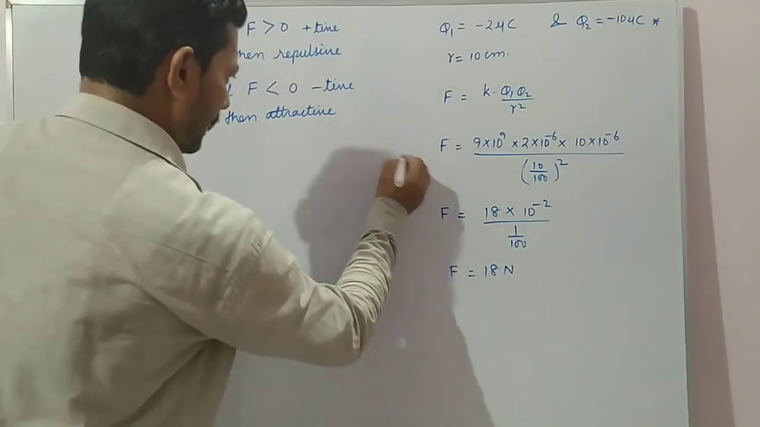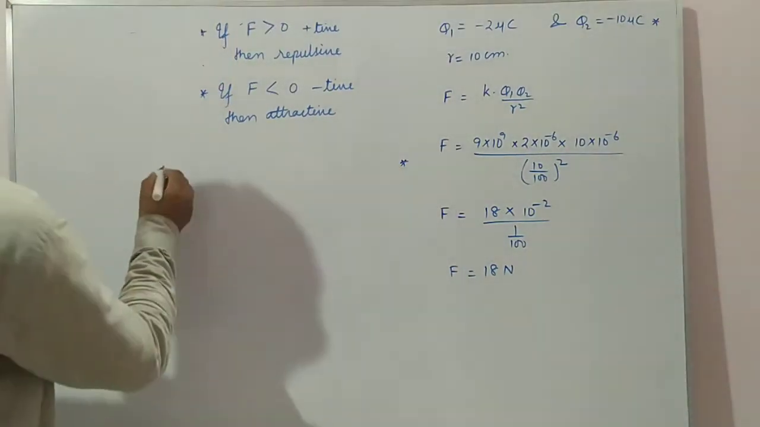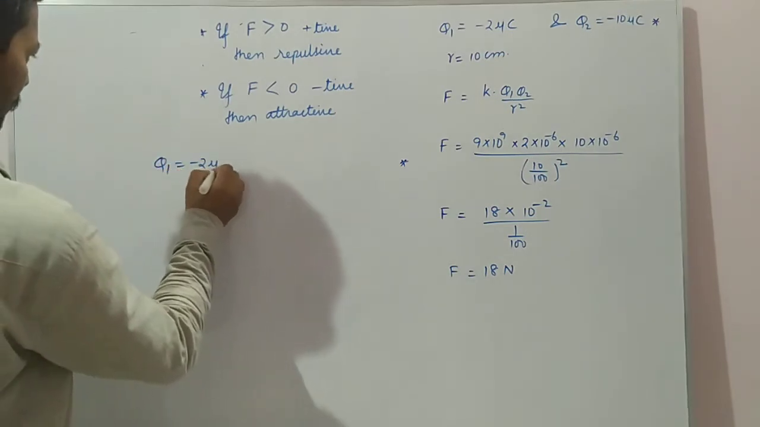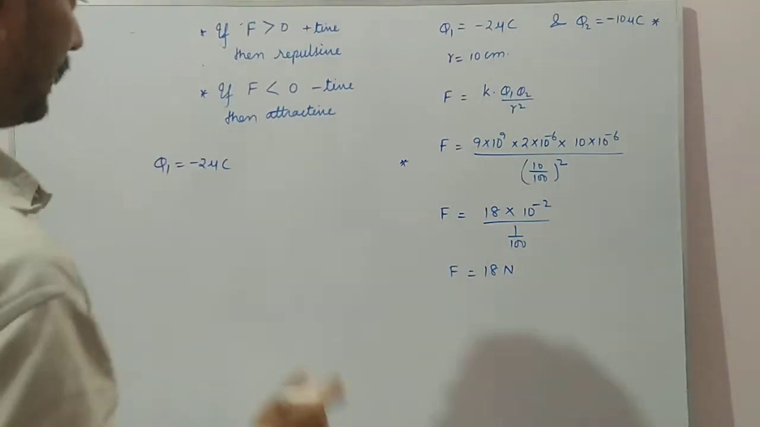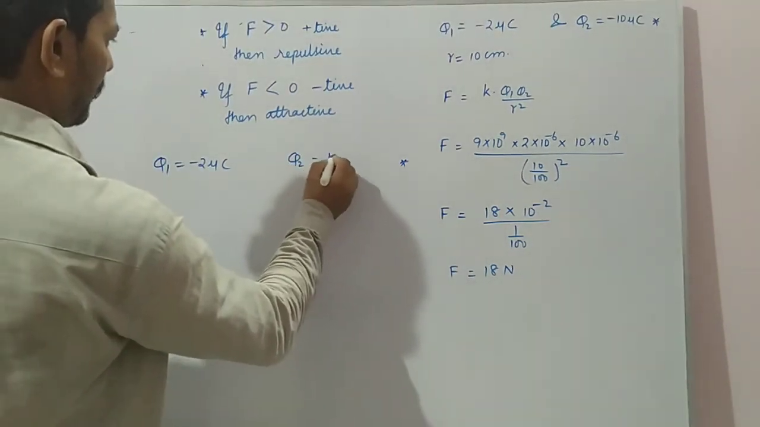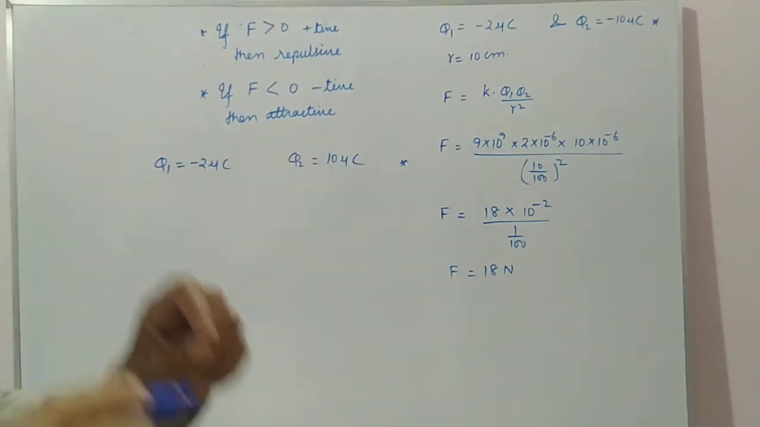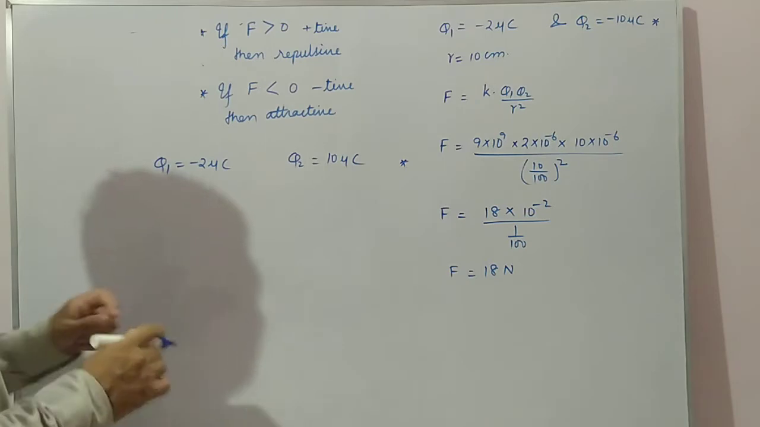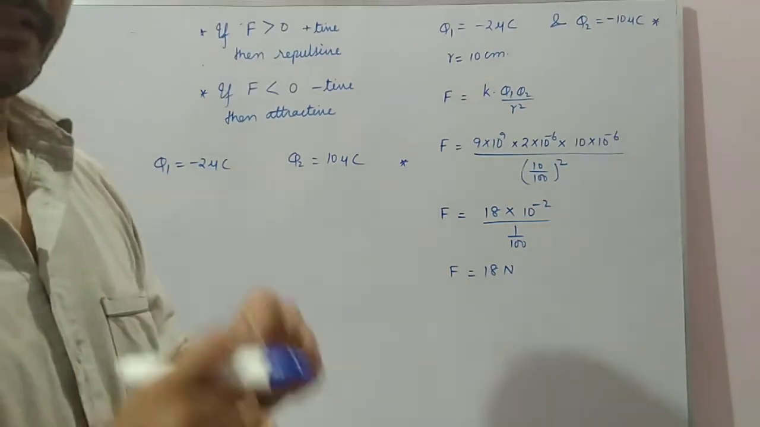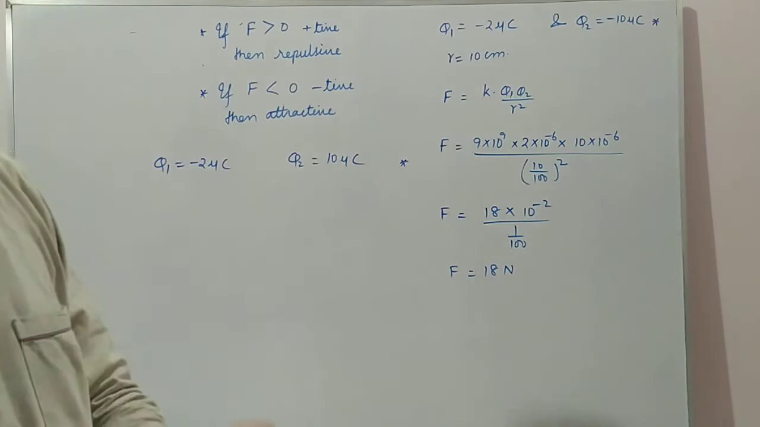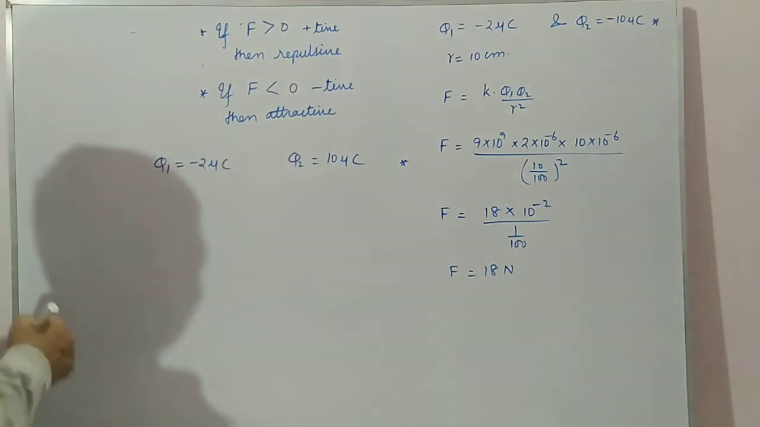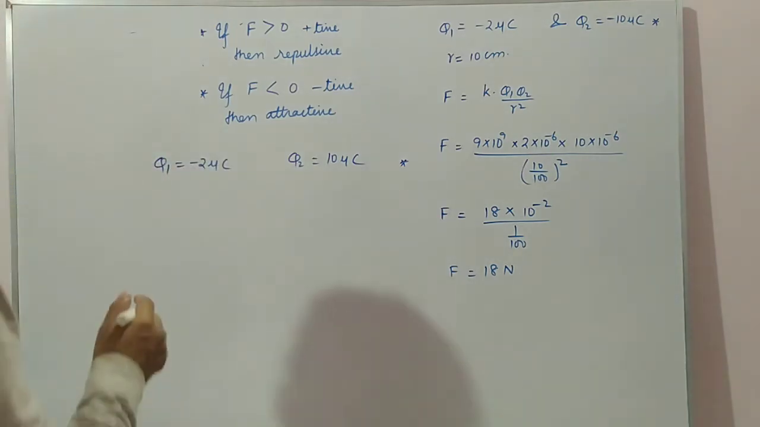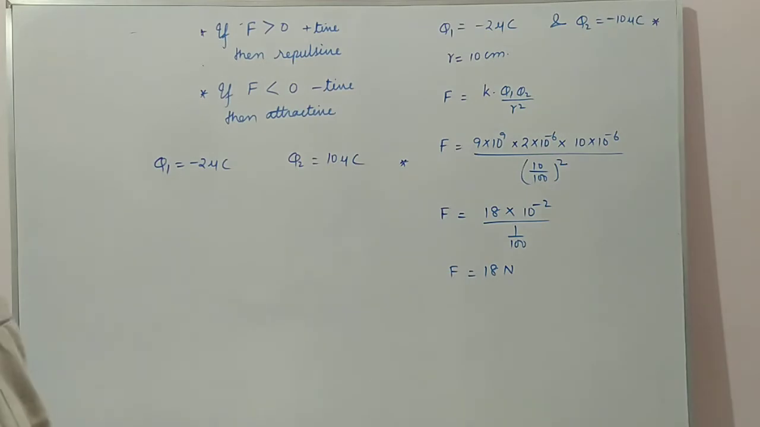Two bodies of charges minus 2 microcoulomb and 10 microcoulomb are brought in contact and then separated by a distance of 10 centimeter. Determine the nature and magnitude of force.